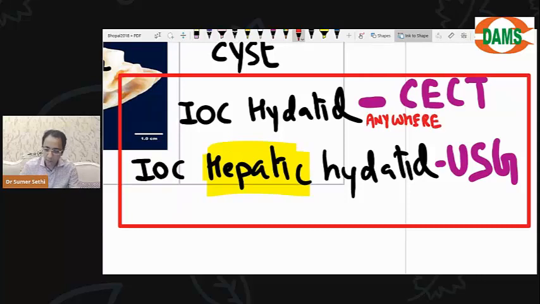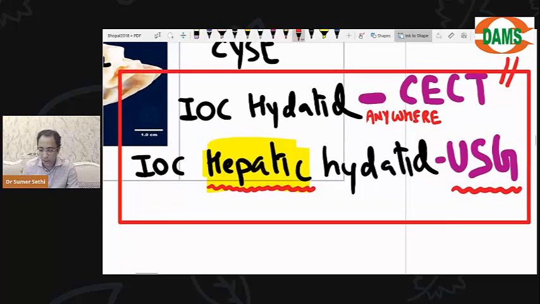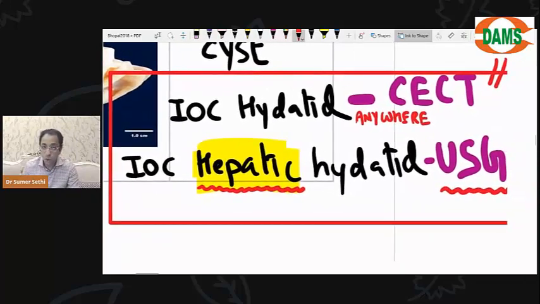Hydatid can be in the brain, bone, heart, muscle. Hydatid can go to any part of your body. It can go to the spleen. It can go anywhere. So that is why CT would be a better choice when they say only hydatid. But if they say hydatid in the liver, which is the more common location, then you should mark ultrasound as the answer. So there should be no controversy here.